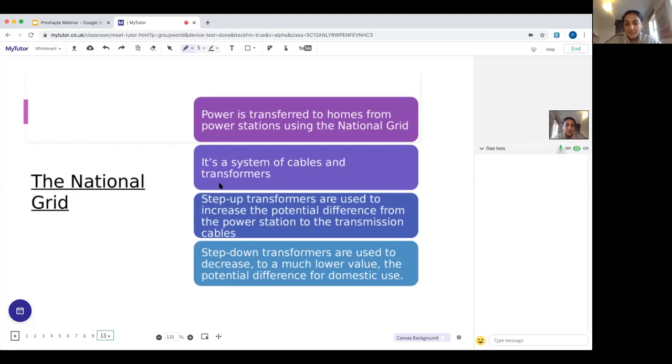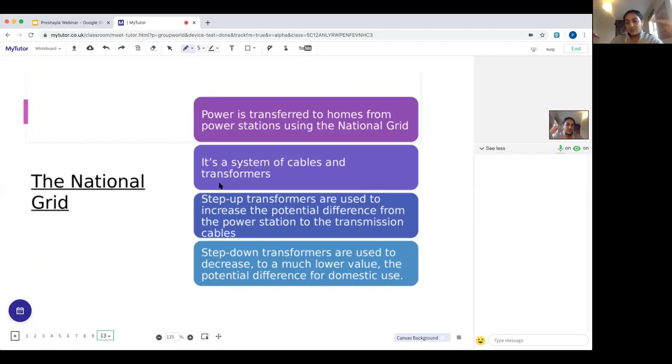We use step-up transformers when we're going from the power station to the transmission cable. This bit can get a bit tricky. When we are going from the power station to the transmission cables, we want a really high voltage in the transmission cables. So we use a step-up transformer to amplify the voltage. So that's where the step-up transformer is used.